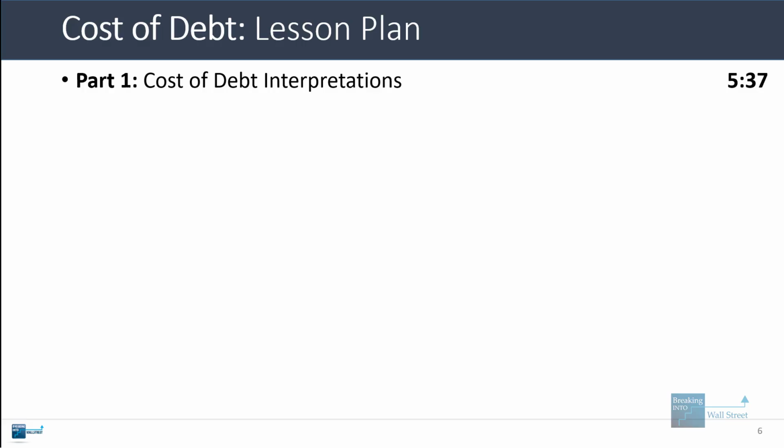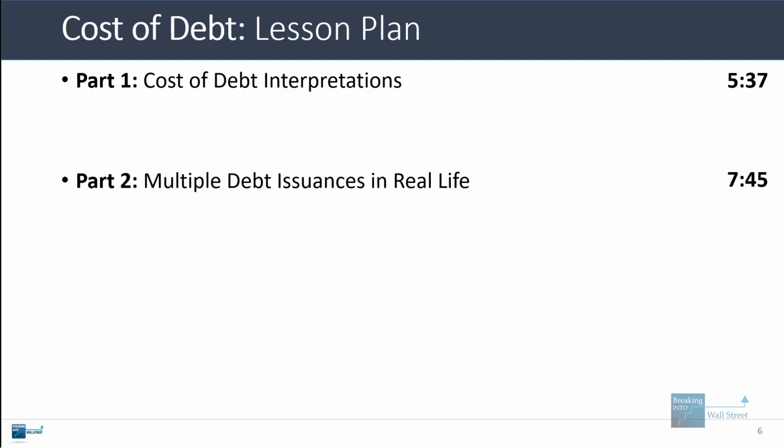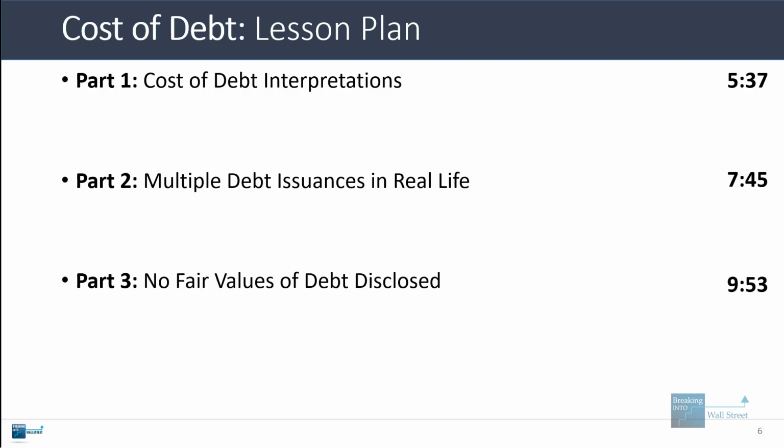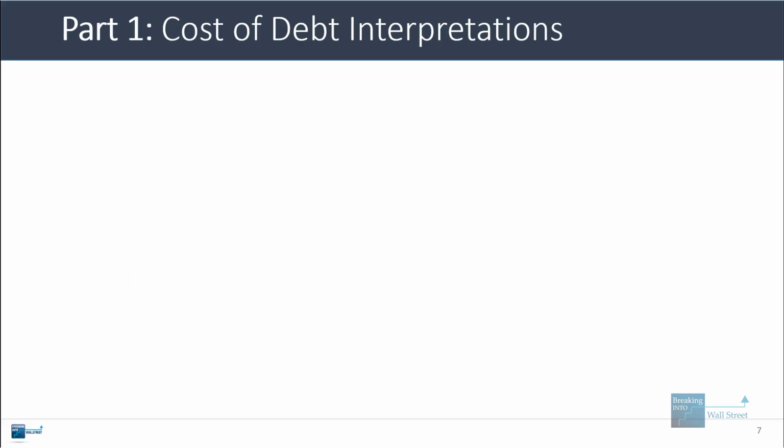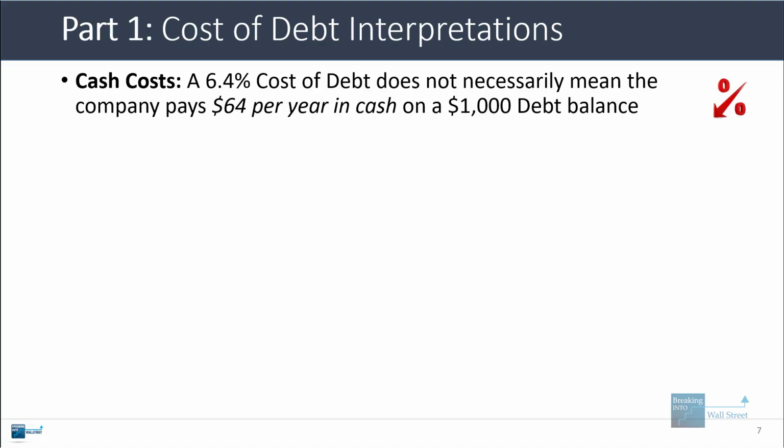I'll start with a little bit more on the interpretations of the cost of debt. Then we'll go through what happens with multiple debt issuances, what happens when the company doesn't give you the fair value or fair market value of debt, and then what happens when the company has no debt. So the first thing I want to point out here is that if the cost of debt is 6.4%, that doesn't necessarily mean the company pays $64 per year in cash on a $1,000 debt balance. It could, and it often does, but that's not necessarily what happens in this case.